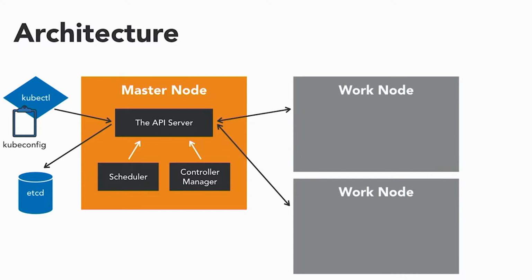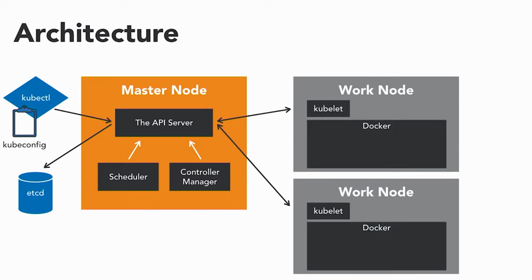We wouldn't get anywhere without worker nodes though. These worker nodes are the nodes where your applications operate. The worker nodes communicate back with the master node. Communication to a worker node is handled by the kubelet process.